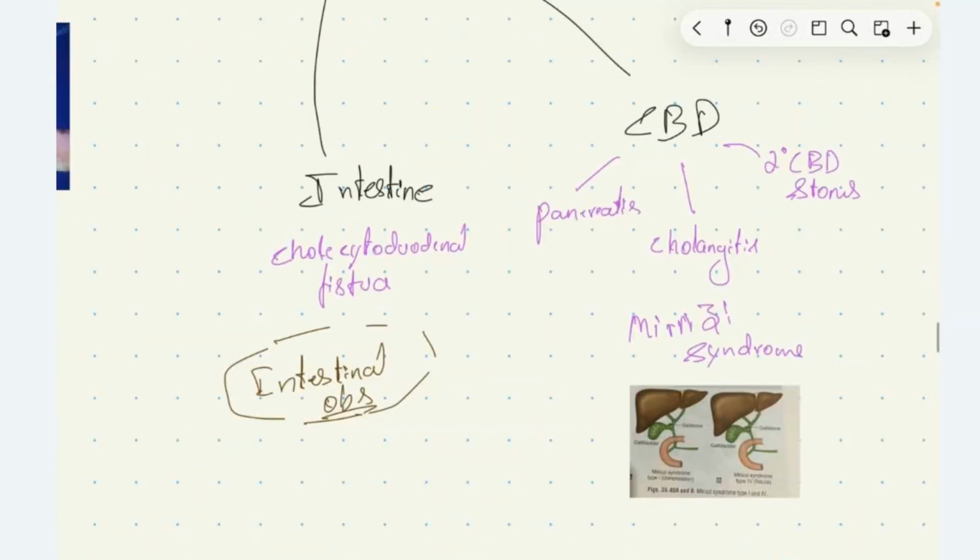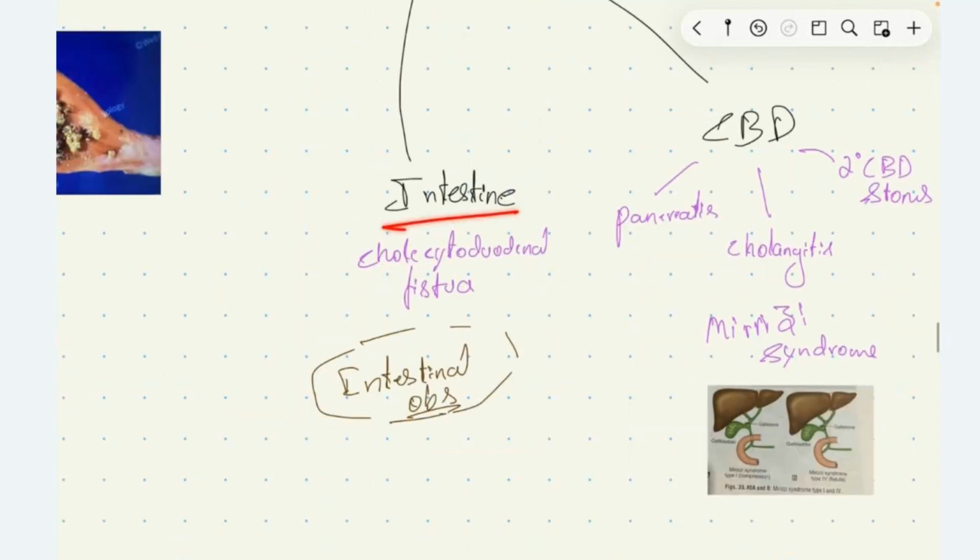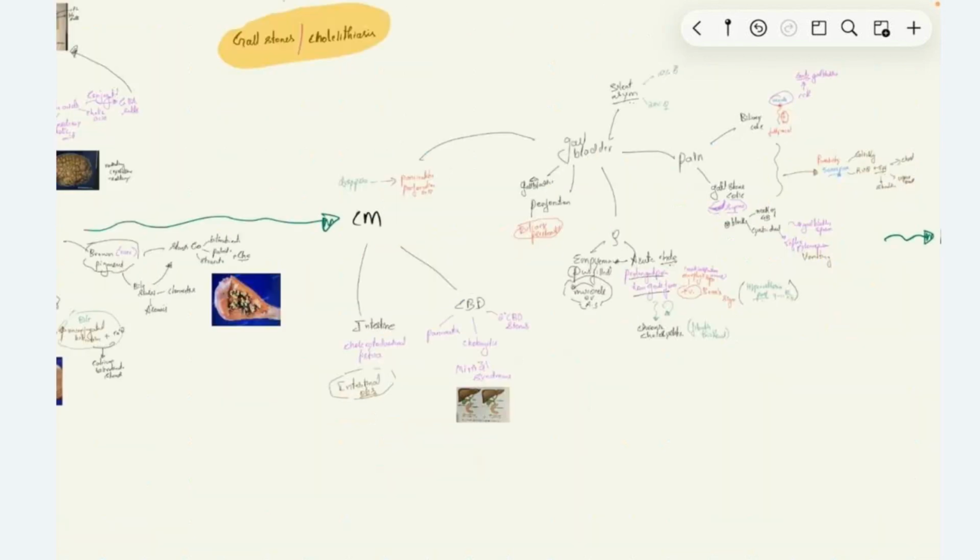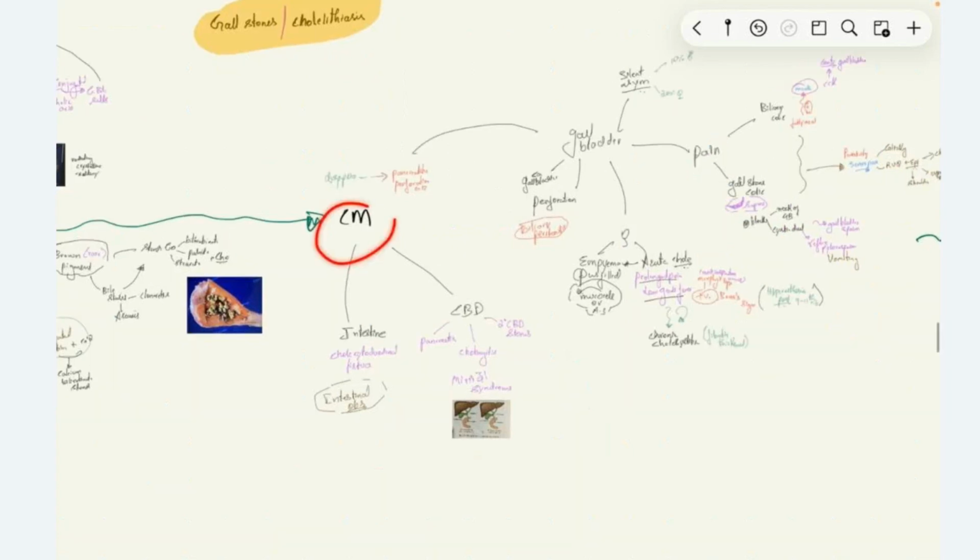Then we have the intestinal manifestation, that is cholecystoduodenal fistula. Rarely, these gallstones in the gallbladder can erode the gallbladder and then the adjacent duodenum, the second part of the duodenum, and the gallstones can migrate from the gallbladder to the duodenum. Then, after going into the duodenum, they can cause acute intestinal obstruction. That is about the clinical manifestations seen in cholelithiasis.